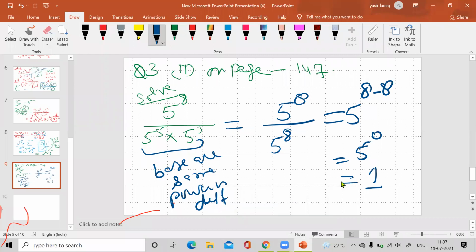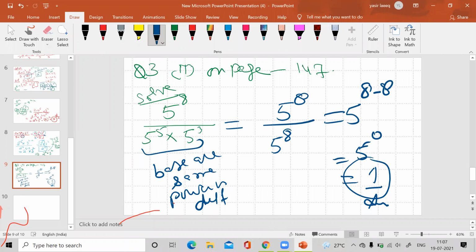5 power 3 plus 5 is 8, so 5 power 8. Is it clear? 5 power 8 minus 8 is equal to 5 power 0, which is equal to 1. Sir, I got the answer. You got the answer? Okay, send it to me.